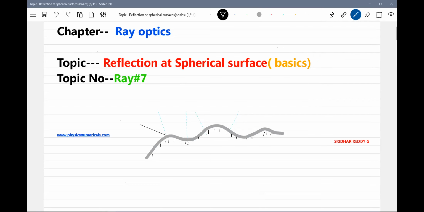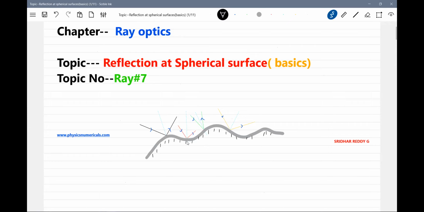The same laws of reflection will hold good here also. This ray will be reflected. Now, if a ray is incident here, angle of incidence equals angle of reflection. Similarly, if a ray is incident here, the same law as earlier applies: the angle of incidence will become equal to the angle of reflection. This is the incident ray, this is the reflected ray. You need not bother. Here also the angle of incidence equals the angle of reflection.